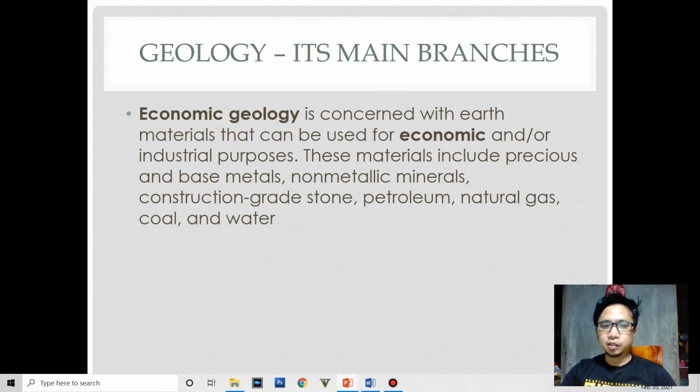So another main branch is the economic geology. It is actually concerned with earth materials that can be used for economic or industrial purposes. These materials include precious and base materials, non-metallic minerals, construction-grade stone, petroleum, natural gas, coal, and water. So this is actually more on the extraction of our resources out of the geological materials, such as metals, grade stones, petroleum, natural gas, etc.